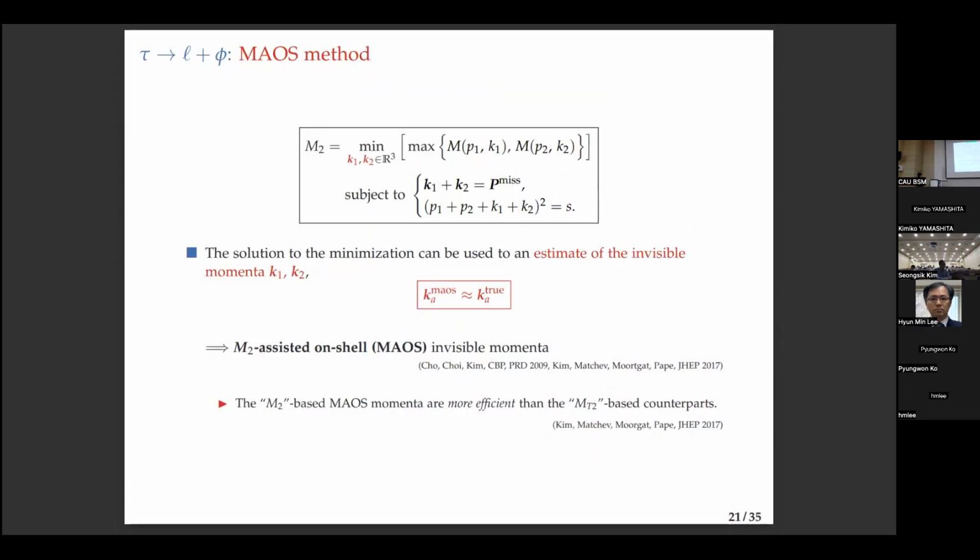Another good thing about this M2 is that at the end of the minimization to get the value of M2, we can find the solution for the invisible particle momenta. This is, we can say, the M2-assisted invisible momenta. And actually, we could use the MT2 instead of M2, but it is already known that these M2-based mass momenta are more efficient than their MT2-based counterparts.